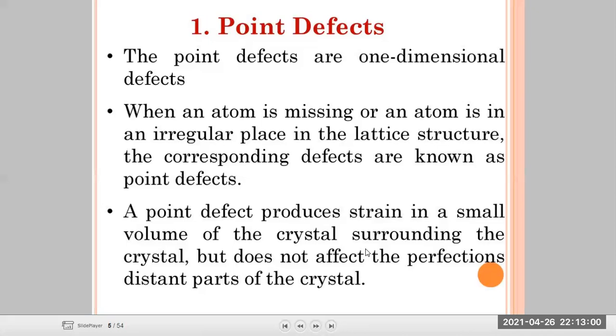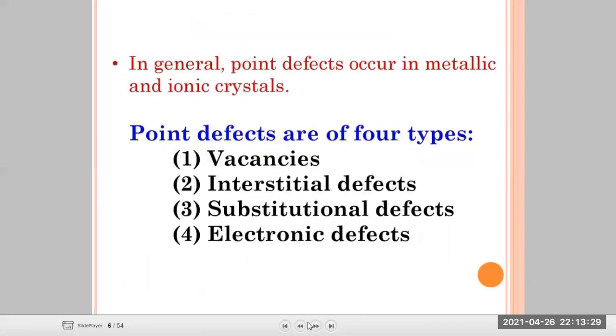And definitely with a point defect, it will not affect the other parts of the crystal. Whatever we are seeing at that particular point will not have any impact on the other part of the crystal. You should be very clear that that is the meaning of point defect, and how this point defect is not affecting the other parts of the crystal. Understood, everybody? I think you got a clear idea.